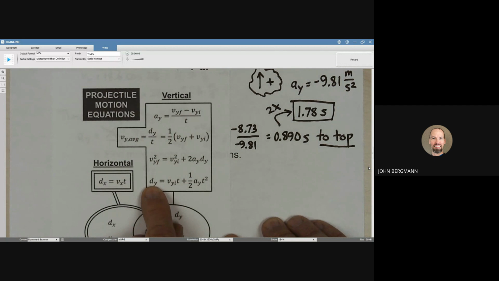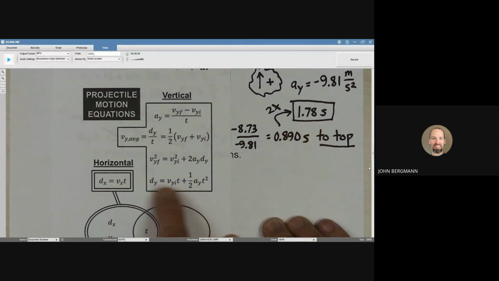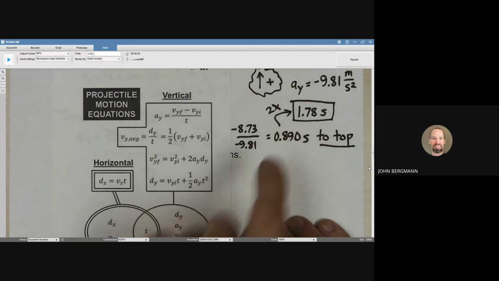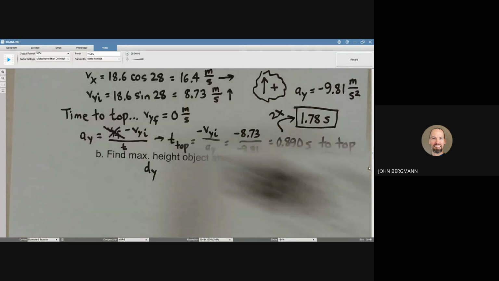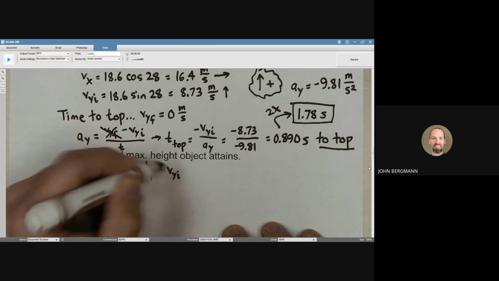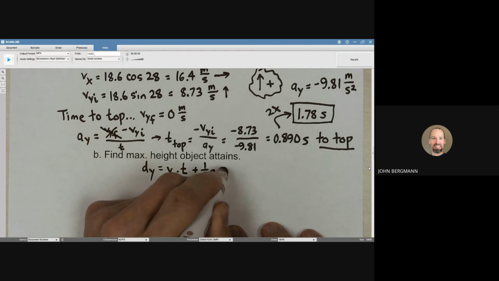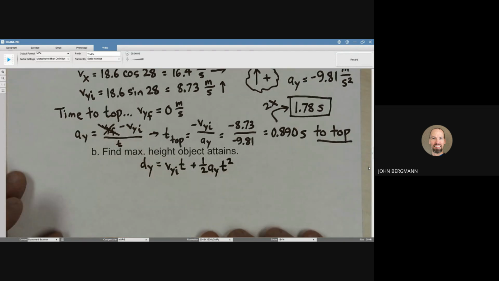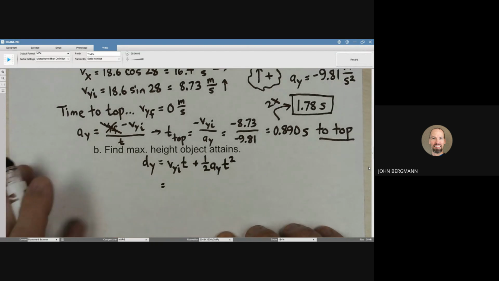But I need you to understand that if we messed up the time calculation and then we use that time in calculating dy, then dy is going to be messed up. But we're going to trust ourselves that our time was okay. And so I'm going to use this last equation right here. So let's do that. Vy initial times time plus 1/2 Ay time squared. Now this is going to be the time to the top.